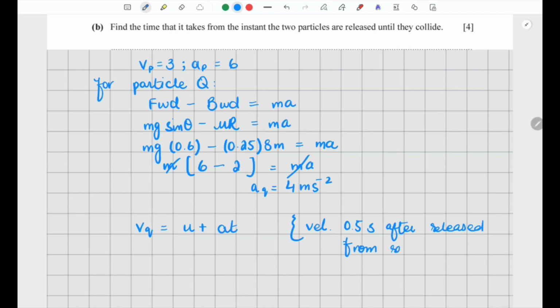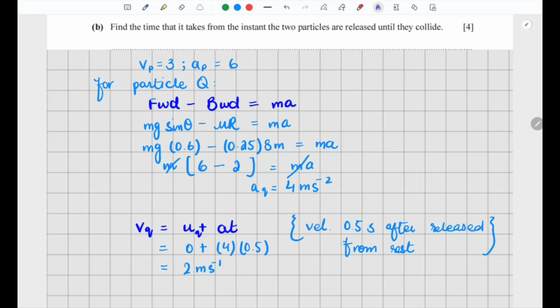From rest. So the initial velocity for Q was also 0. 0 plus 4 times 0.5, so it would be 2 meters per second. Okay, so this is what we needed so far.